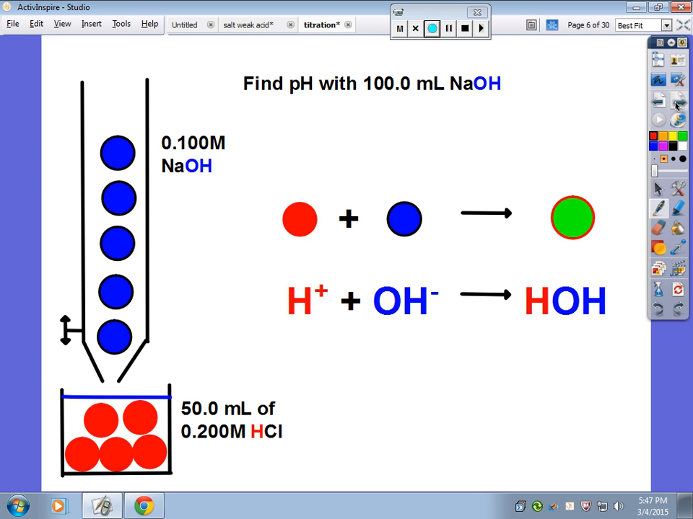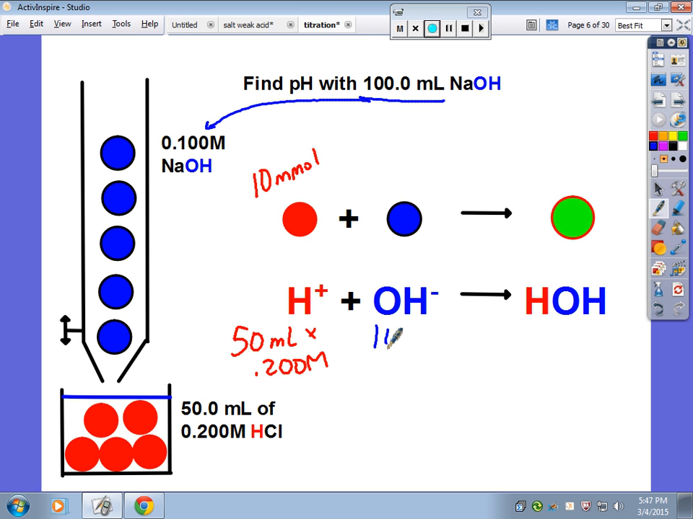So now what am I going to do? Now I'm going to go ahead and add 100 milliliters. So what's true here? In my beaker, don't I always have 50 milliliters times 0.2 molar, 10 little millimole circles. And what's true with my OH? In this case, I have 100 milliliters of 0.1. So I have 100 milliliters times 0.1 molar. How many little circles is that? That's 10 millimoles. Okay?